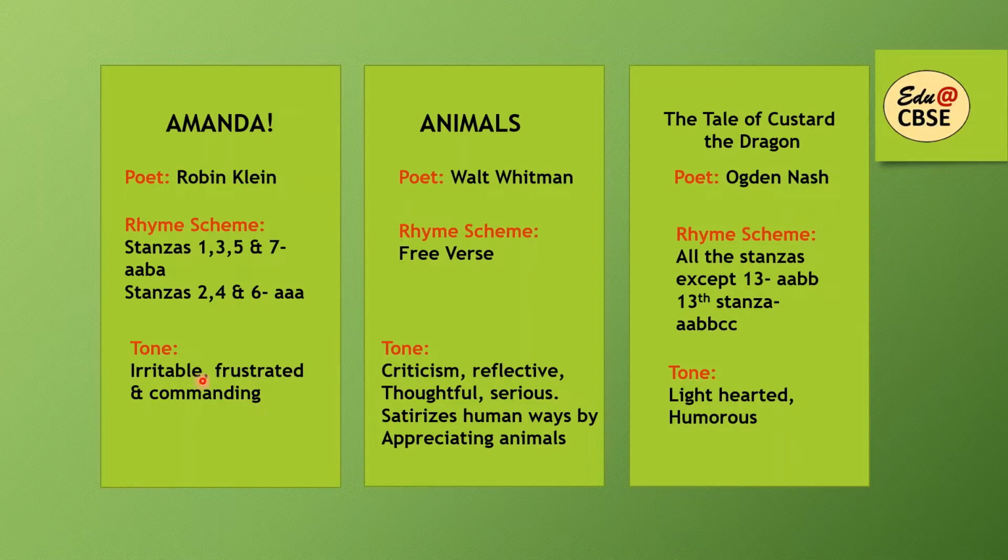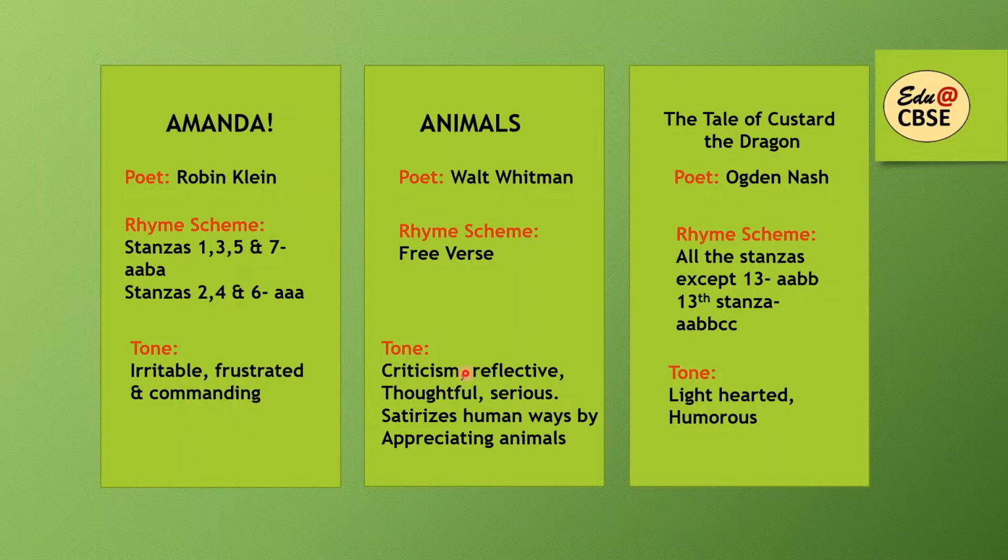Now, in case of Amanda, the tone is irritable, frustrated and commanding. The mother is irritated. The mother has a dominating and commanding nature towards Amanda. And if we look at Amanda's side, so Amanda is in her dreamy state.